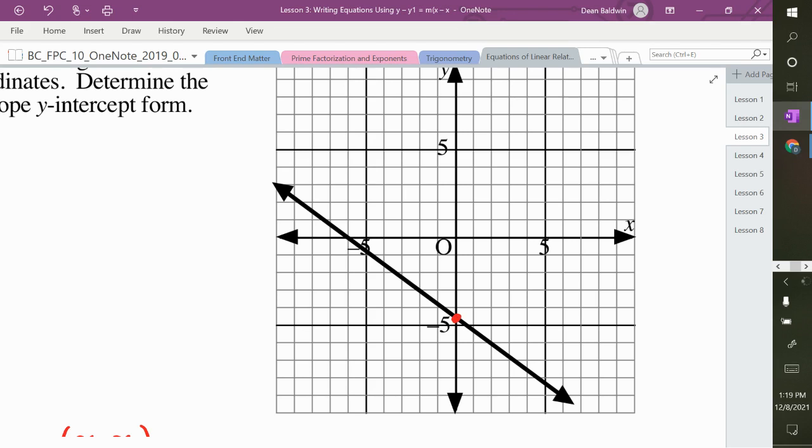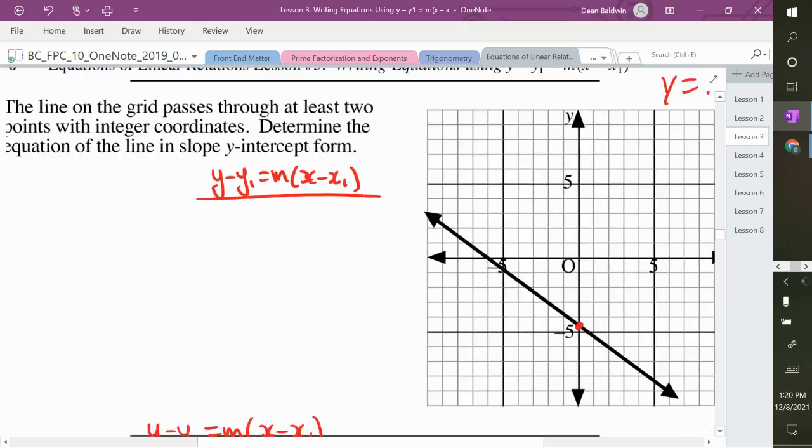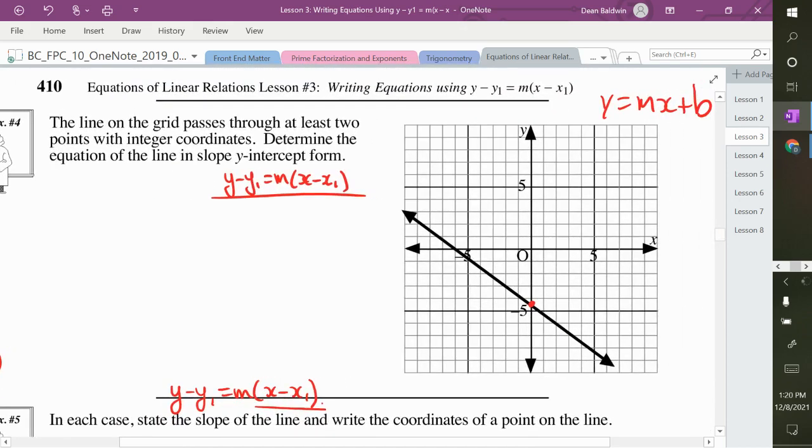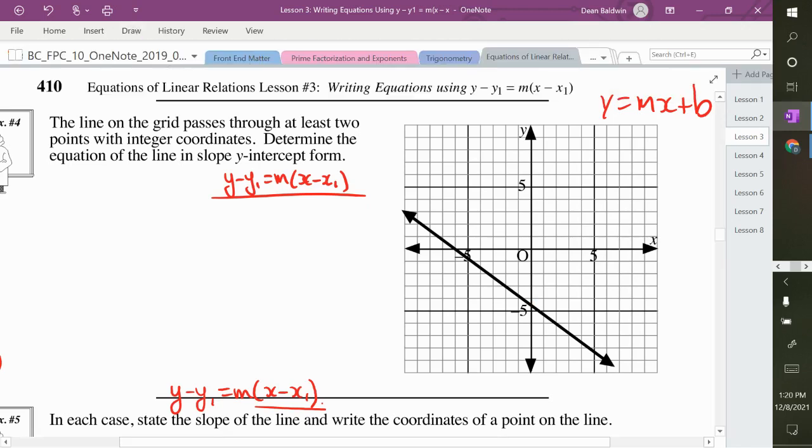you have to use y minus y1 is equal to m times x minus x1. All right, you must use that form. Okay, slope, we all know how to calculate, correct? So let's calculate the slope. What do you have to do if you're calculating the slope? Pick points where it goes right through the corners, correct?